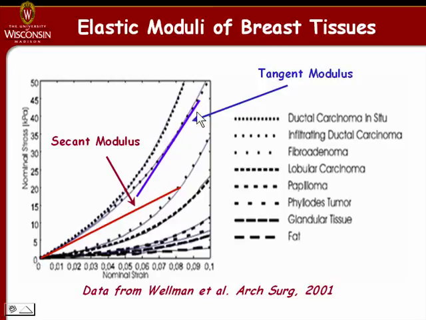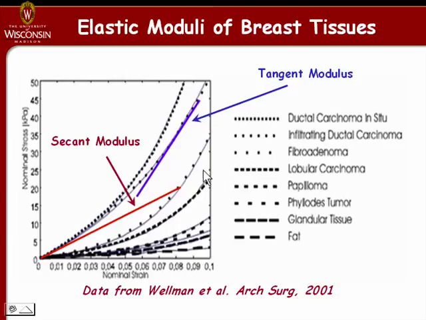The tangent modulus is one that comes to mind. We just think of the tangent of the curve at some point, for example, at 8% strain here for an invasive ductal carcinoma. But there's another kind of modulus called a secant modulus, where it's referenced to some initial point like 0, and then from there out to 8% strain. So you see that the slope of the curve is very different depending on the kind of modulus that you define. But among these different tissue types, we have very different slopes of that stress-strain curve, so very different moduli.